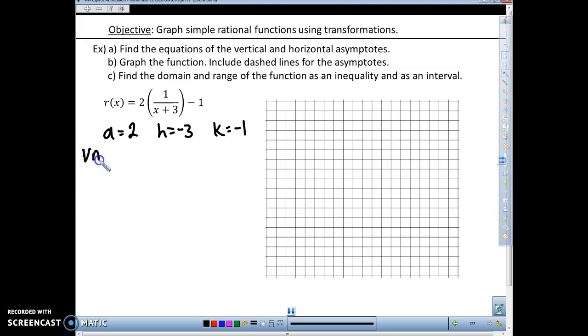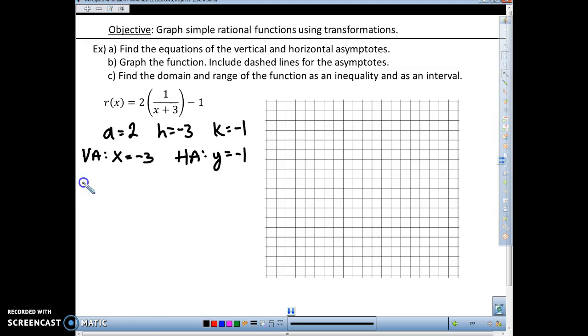Well, this means my vertical asymptote is going to be located at negative 3. X is equal to negative 3. My horizontal asymptote is going to be my k value. That is y equals negative 1. And then I want to find 2 test points. One to the left of my vertical asymptote, and one to the right of my vertical asymptote.